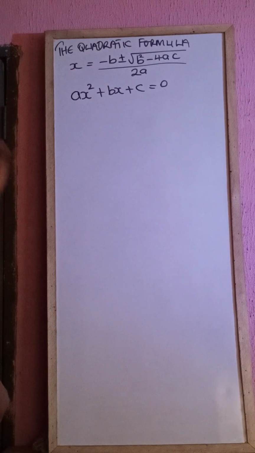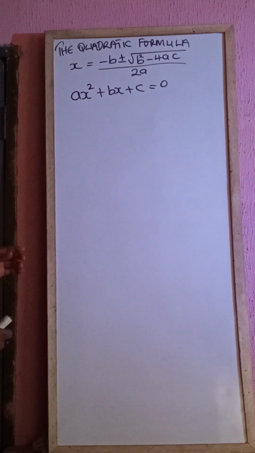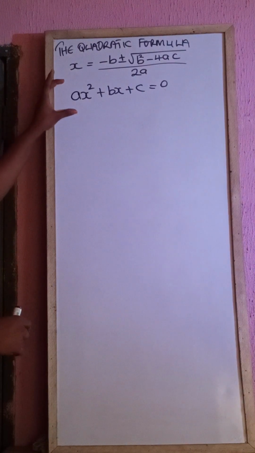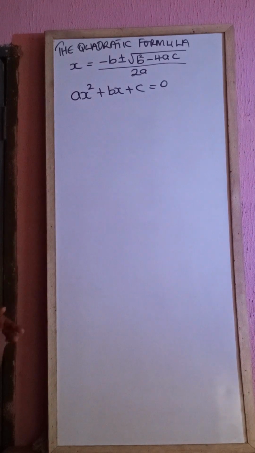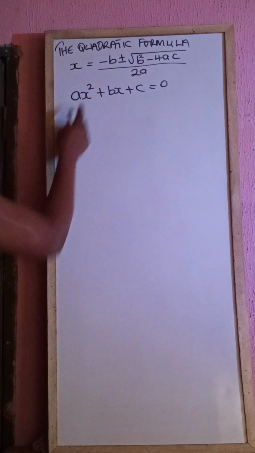In our previous class, we talked about factorization. Factorization is a method, but some quadratic equations are not factorizable. So when factorization fails, one can use either the formula, the completing the square method, or the graphical approach. So we want to look at the formula and how the formula came to be.